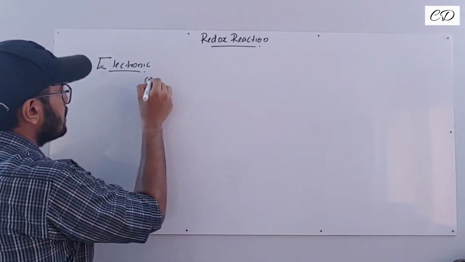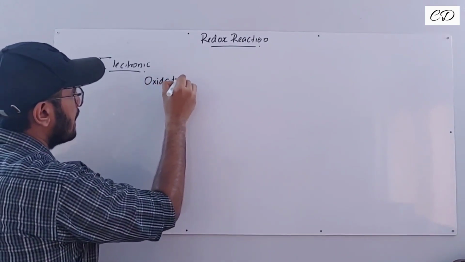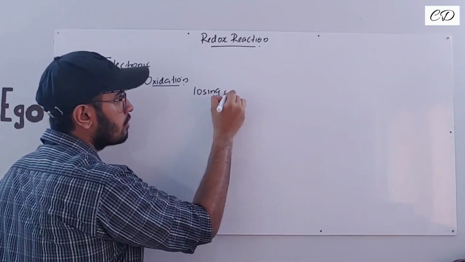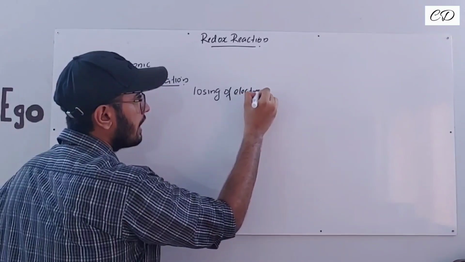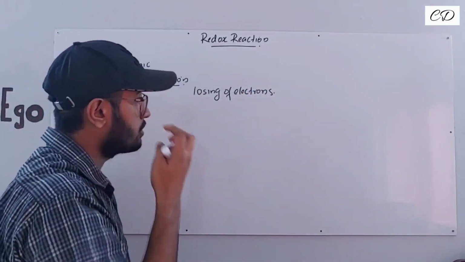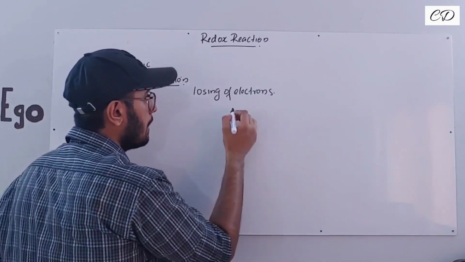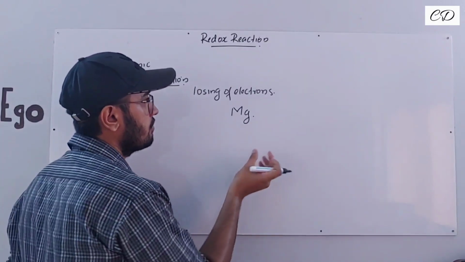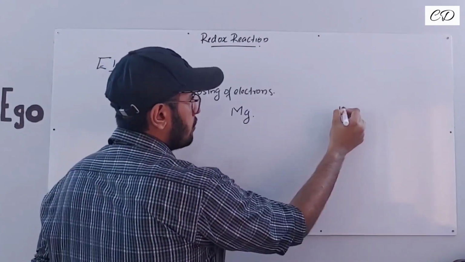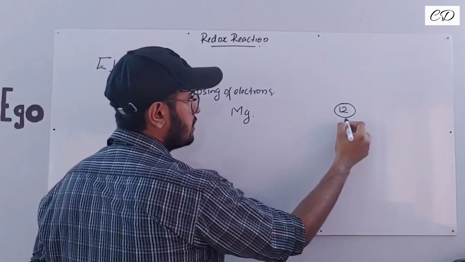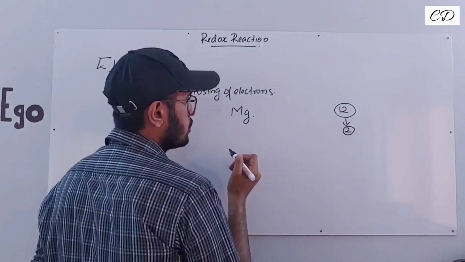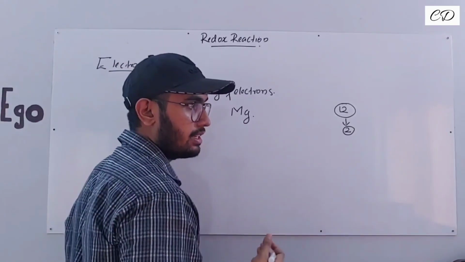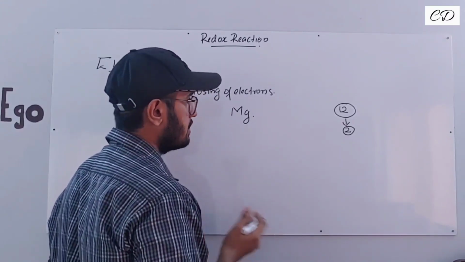So we can define oxidation in terms of the electronic concept. Oxidation means losing of electrons. We can directly go to an example. Magnesium is a periodic table element which has an atomic number of 12. The valency of magnesium is 2. You all know that. So the oxidation state of magnesium is +2. That we will deal with later. Oxidation state of magnesium is +2.